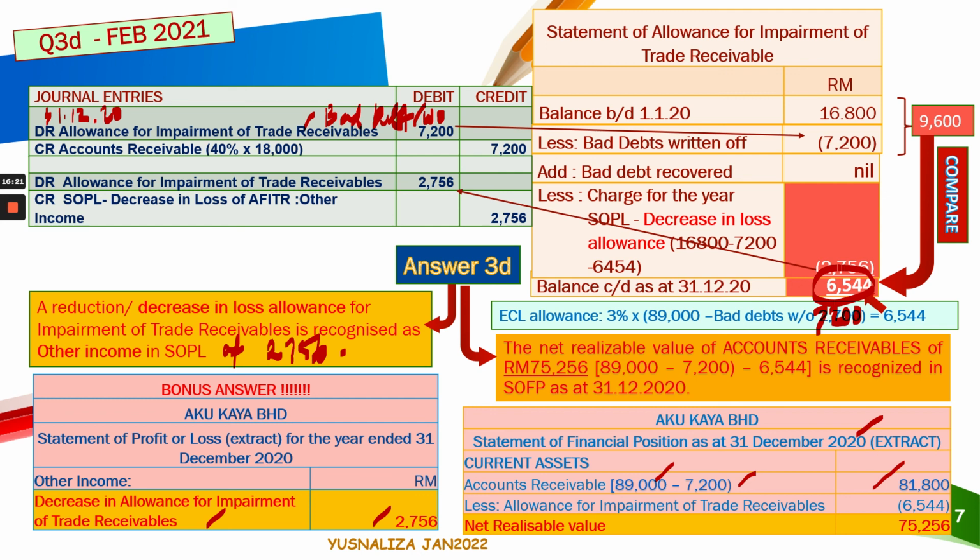That's it. I hope you have learned a lot from this session. You can also do the working the way I show here, without the extract of statement of financial position. This is just for some kind of bonus answer, right? With that, the answer is just what is in the yellow box there, or the so-called orange box.